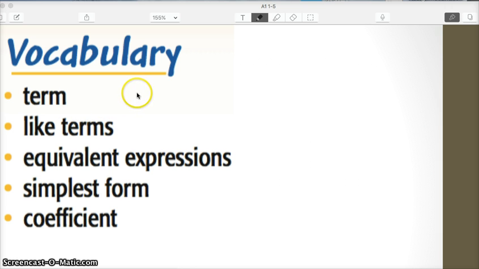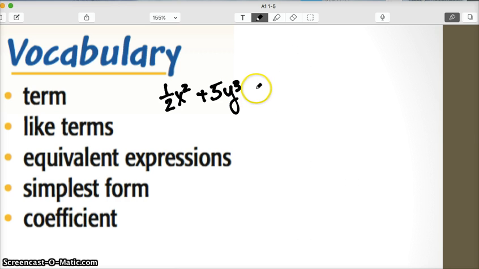So a term is going to refer to one of these things. Check this out. I could have like 1/2 x squared plus, let's say, 5y to the third power and minus 6xy plus, let's throw r in there for good measure. What we notice here is we have these groupings of a number, basically, that are separated by addition and subtraction symbols. So each of these things that I'm highlighting in red or pink are considered terms. This is a four-term expression.